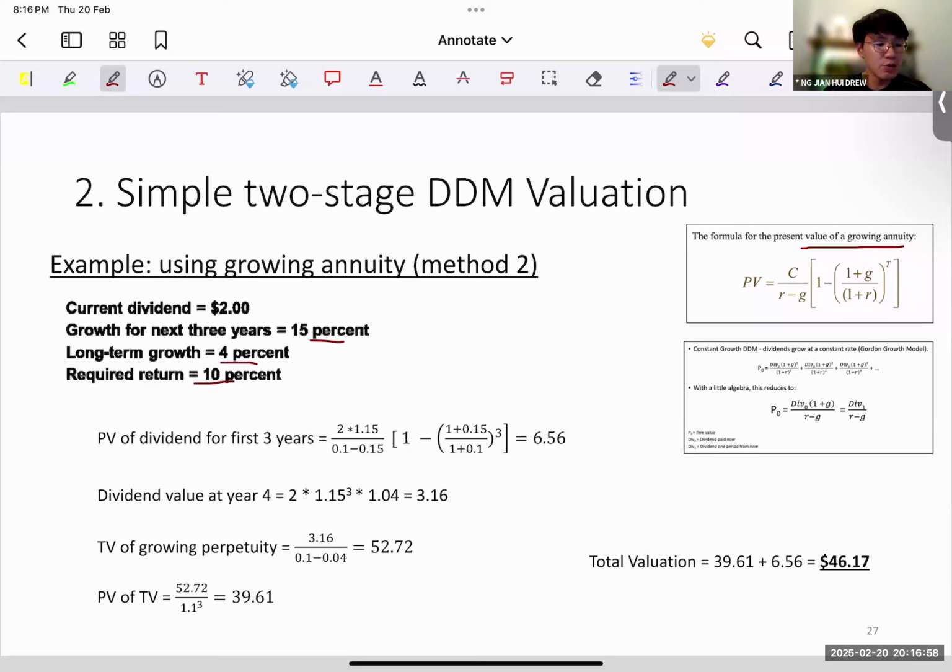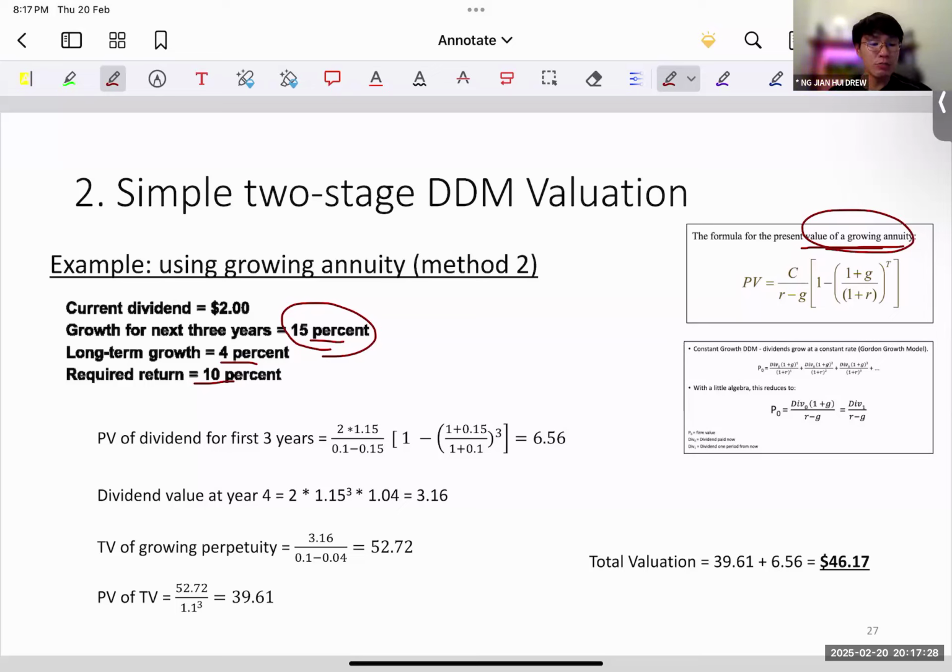We know that for the first 3 years, we are going to grow at 15% for 3 years. In this case, recall that in lecture 1, even though we didn't go through the time value of money, or maybe recall in your FIM 203, where we learned this concept of growing annuity. The idea of growing annuity is that we have a cash flow that's growing every year, but for a fixed number of years. And in this example, we are going to grow for 3 years.